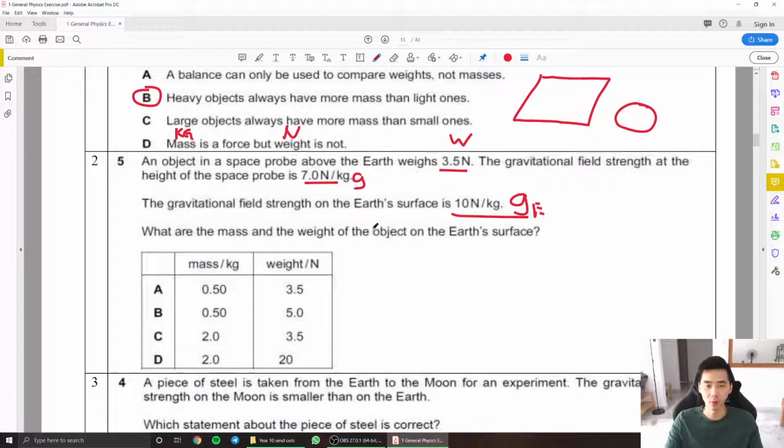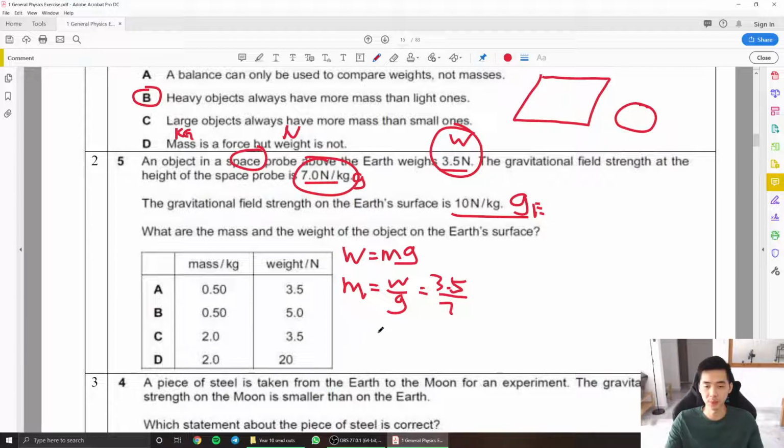First and foremost, in order to find the mass, we should remember that W equals mg. From here, mass would be W over g. In this case, it will be 3.5 divided by 7. Why do we not use the 10 here instead? Because the weight here is the one in space, and this is the gravitational field from space. So the mass is going to be 0.5 kg.